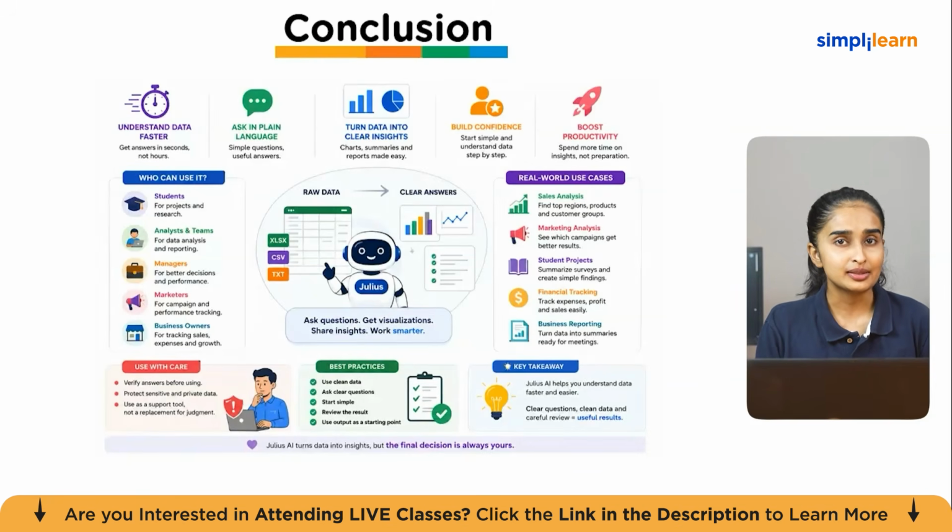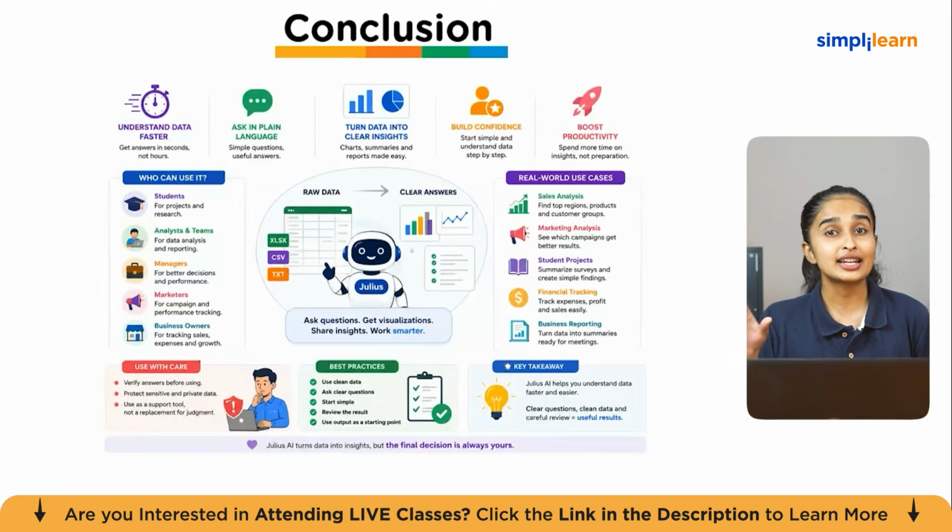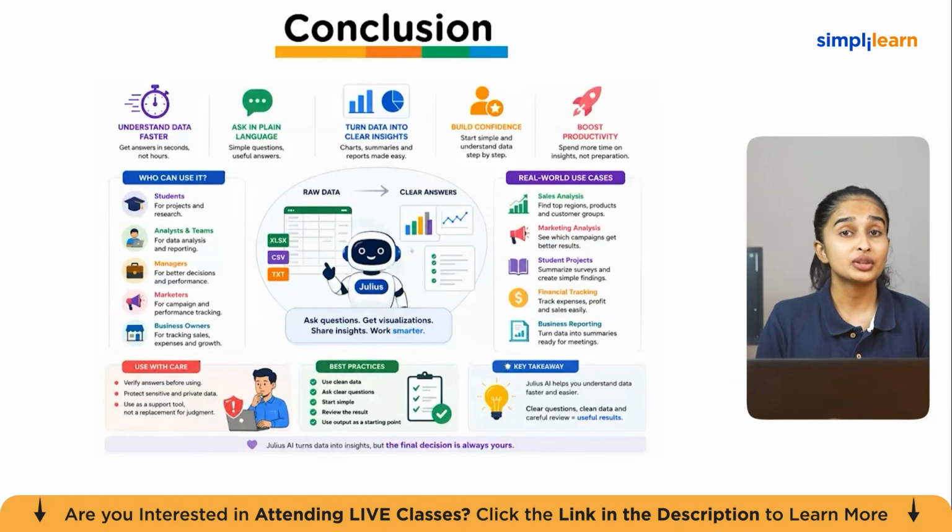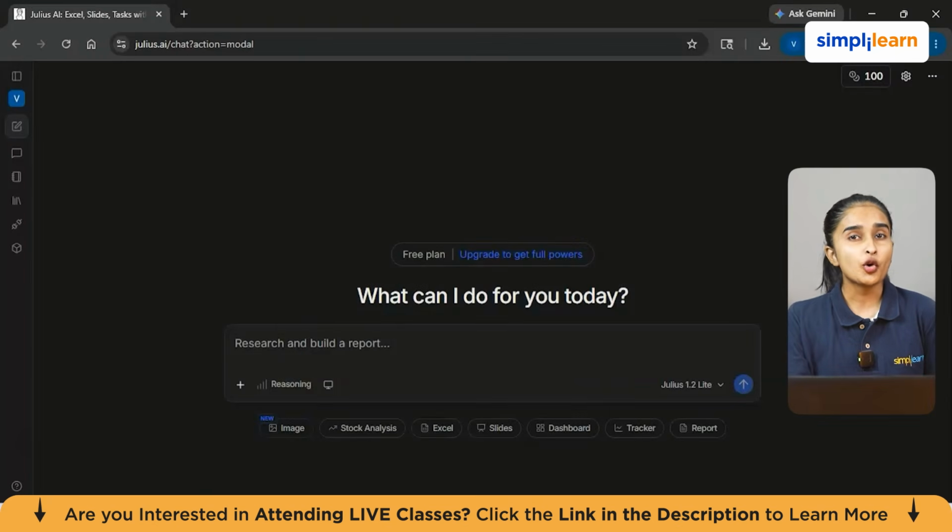So the main takeaway is simple. Julius AI can help users understand data faster, but the final responsibility is still with the user. Clear questions, clean data, and careful review are the key to getting useful results. Now, with the right approach, Julius AI can become a helpful tool for learning, reporting, and everyday workplace productivity. Now, let's move on to the practical part and explore the Julius AI workspace.